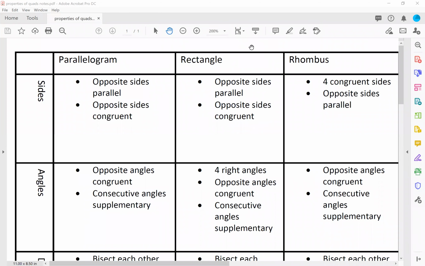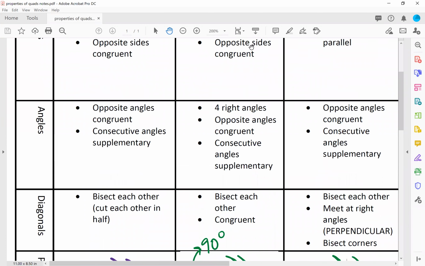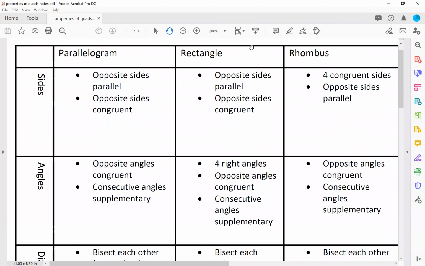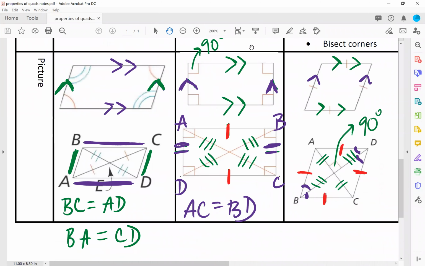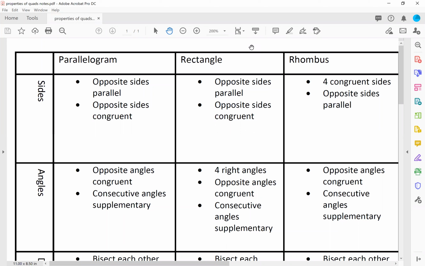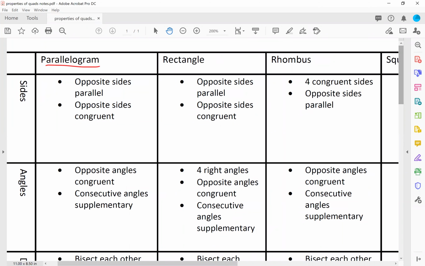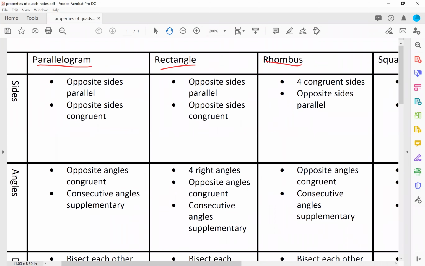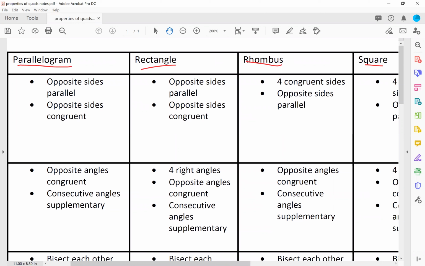Okay, we're going to cover the properties of different quadrilaterals in this video. We're going to talk about the sides, angles, and diagonals of each one, and then we'll go through with pictures to show you how that looks. So we're going to start off with parallelograms, and parallelograms encompass rectangles, rhombuses, and also squares.